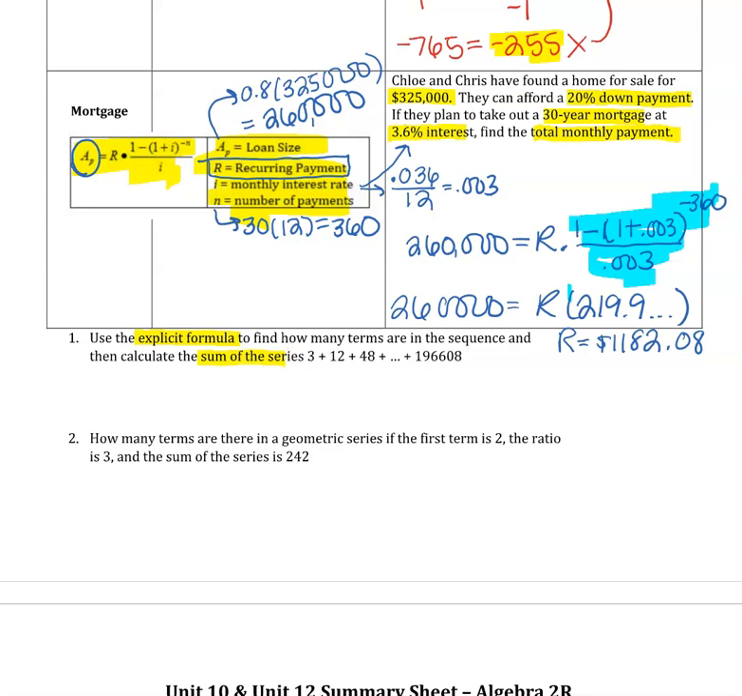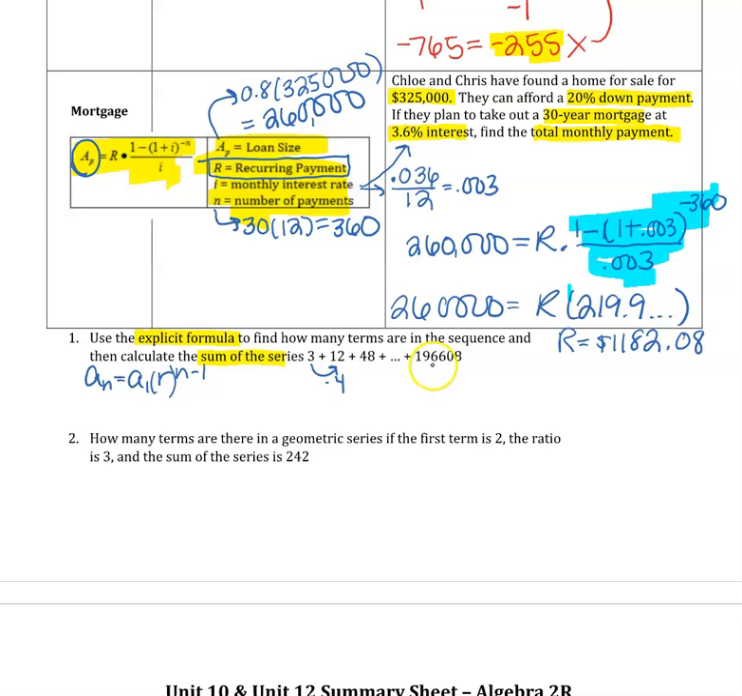First thing I got to notice is what kind of sequence is this? It looks like we are multiplying by 4 each time, which means it's a geometric sequence. So I'm going to write down my geometric sequence explicit formula. So a sub 1 times r to the n minus 1.